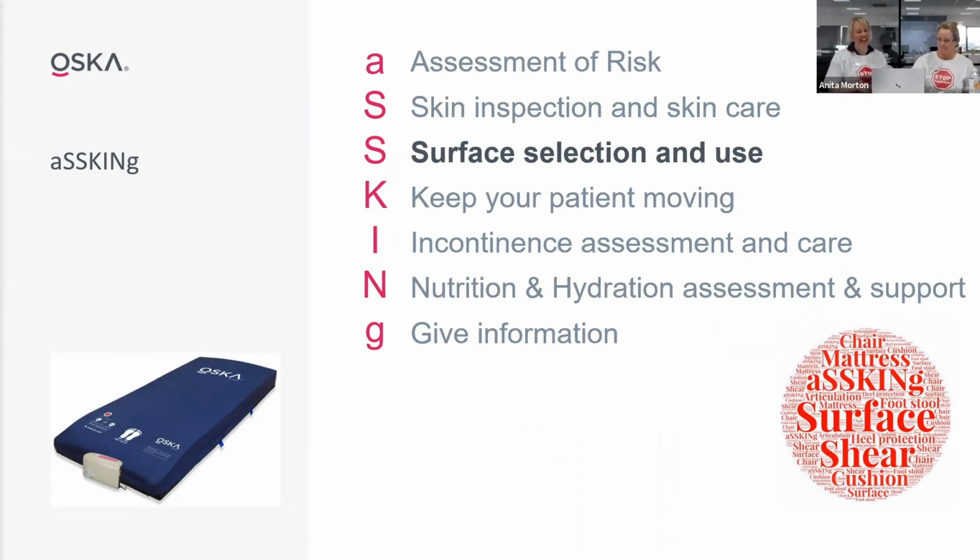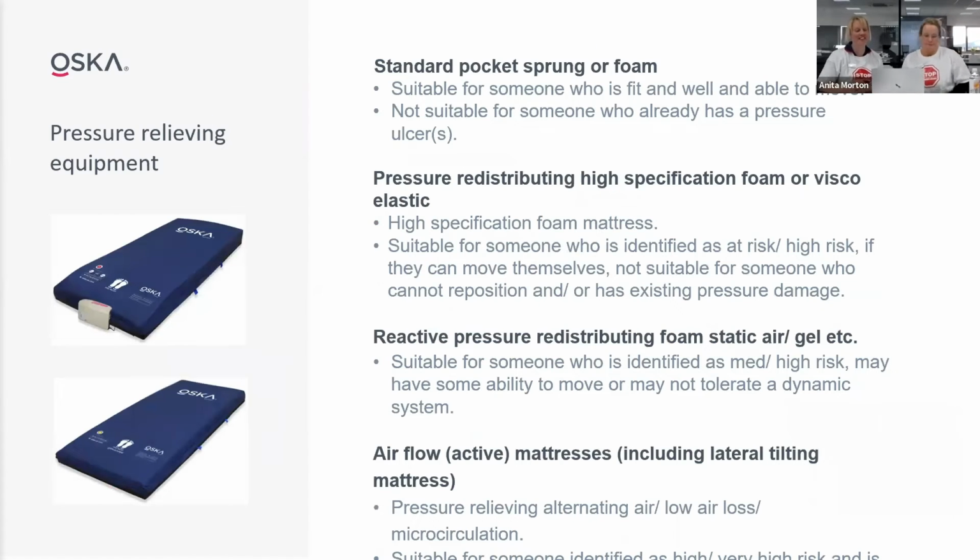So let's have a look at the next S in the Aberdeen Care Bundle, which is obviously selection of support surfaces. So I thought it was just beneficial to run through the different types of support surfaces that are out there. And if we look at the very first rung of the ladder, as it were, we have our standard pocket sprung or foam mattresses. Now, these are the sort of mattresses that we purchase ourselves, that we have at home, that we're using day in, day out, night in, night out.